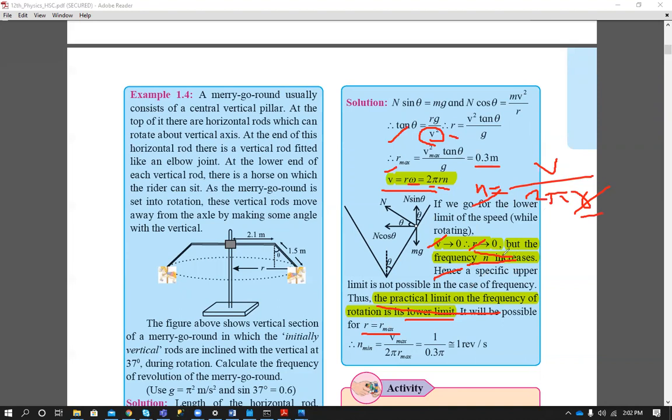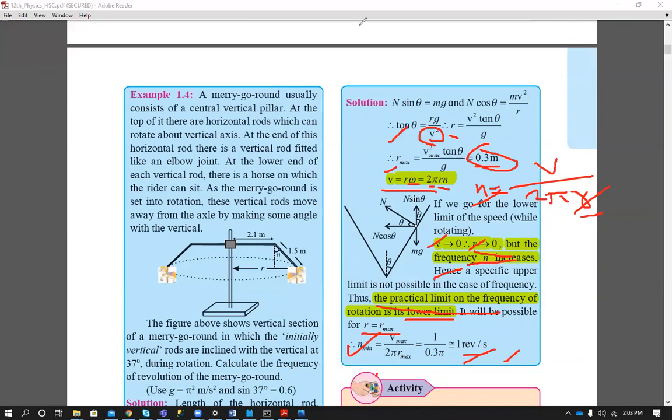Why is an upper limit not possible? As the radius decreases, if there is no radius, then the ball will revolve where there is no conical section. So only the lower frequency limit is possible. So n minimum equals V max upon 2 pi R max. V maximum is 2, so the 2 gets cancelled. R max is 0.3. So 1 upon 0.3 pi, which is about 1 revolution per second.